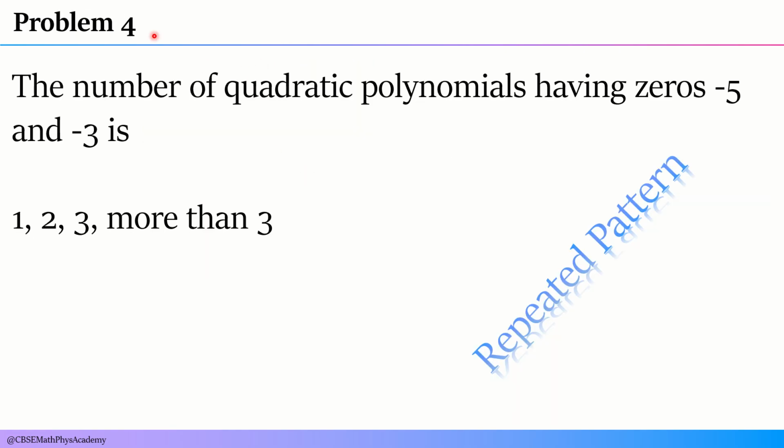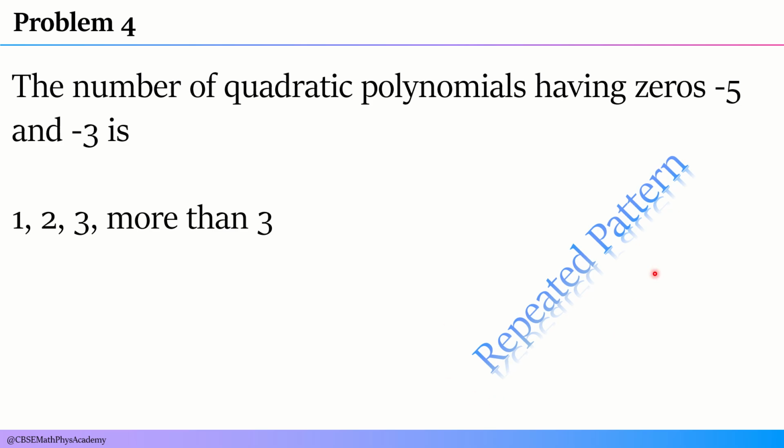So going to the next problem, problem 4, you will find 1, 2, 3 in the previous video. This is a continuation of the previous video, so kindly check the previous video for the first 3 problems. The question goes like: the number of quadratic polynomials that have the zeros -5 and -3. These are the 4 options: 1, 2, 3 and more than 3.